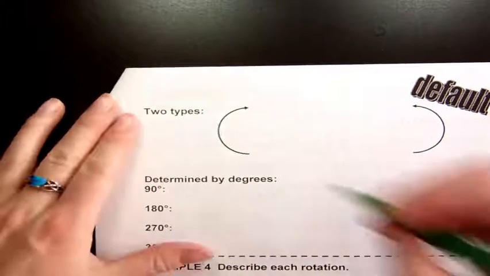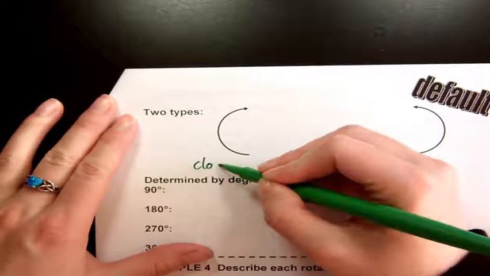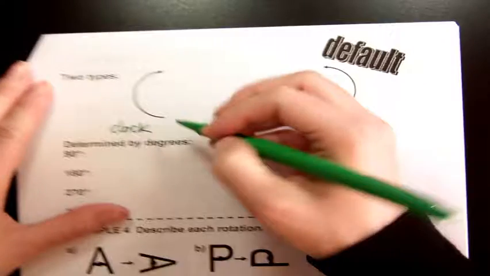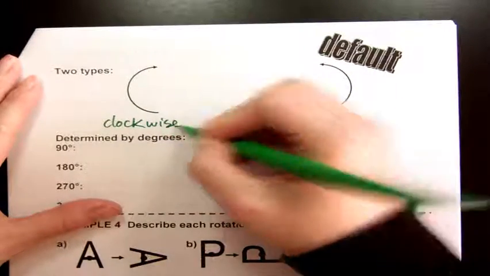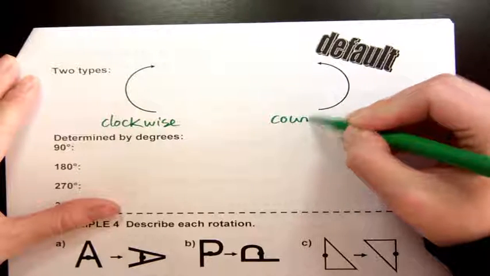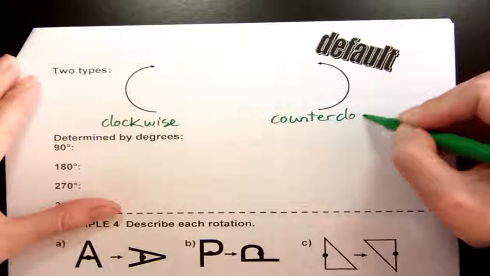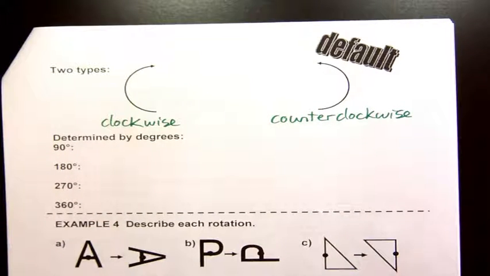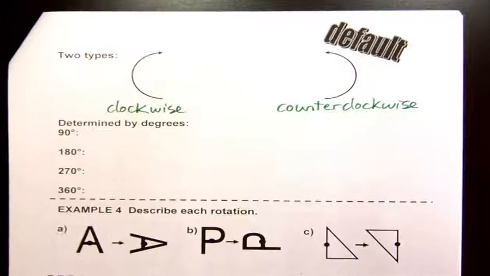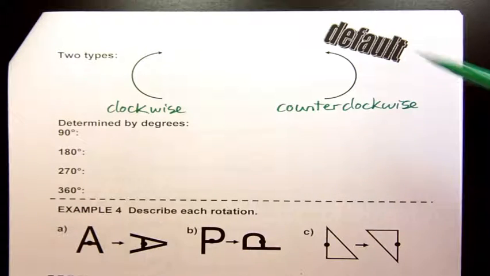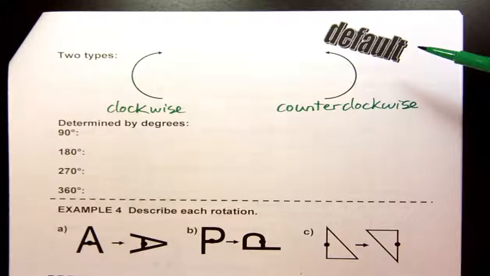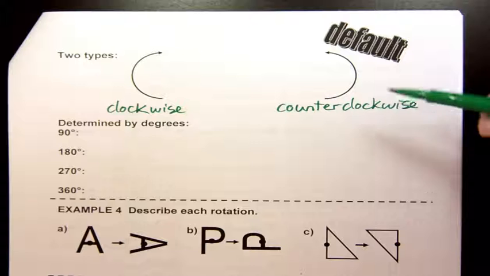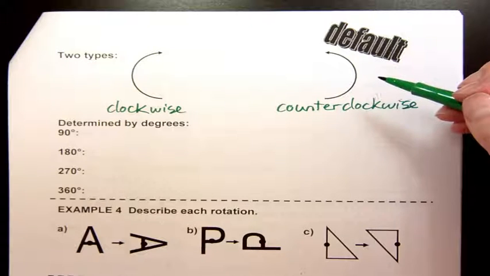Okay, so when we rotate, we can rotate either clockwise or counterclockwise. I like clockwise because it goes tick tock. But sometimes you'll get problems where they say counterclockwise. So that's the first thing in rotations. Make sure you read directions and see which way you're rotating. It does matter. And it's determined just by degrees.